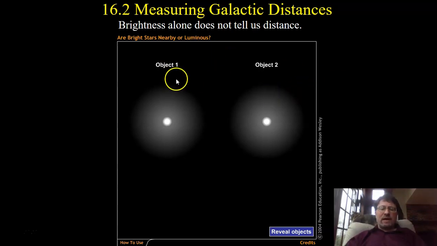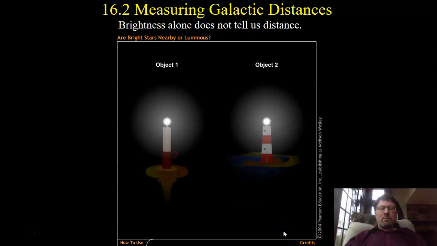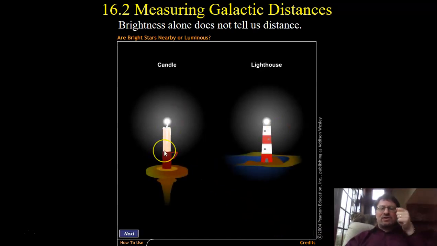Let's say that we're looking at two objects here, and they, to our eyes, appear to be the same brightness as one another. But one is a candle that's just held up close to our face, and the other is a lighthouse that is sufficiently far away that by the time the light from it gets to us, it's just appearing to be as bright as the candlelight. And so the idea here is that the brightness that something appears with is going to depend not only on its intrinsic brightness, but also on the distance that it is away.